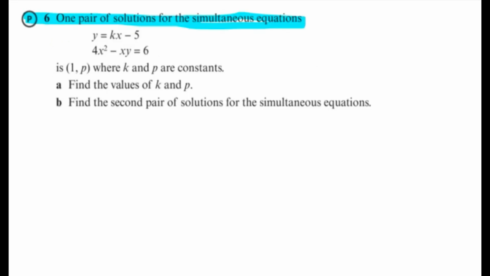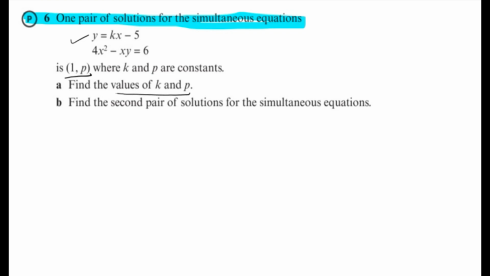Next question. One pair of solutions for the simultaneous equations y is equal to kx minus 5 and 4x squared minus xy is equal to 6, is 1 and p, where k and p are constants. Find the values of k and p.